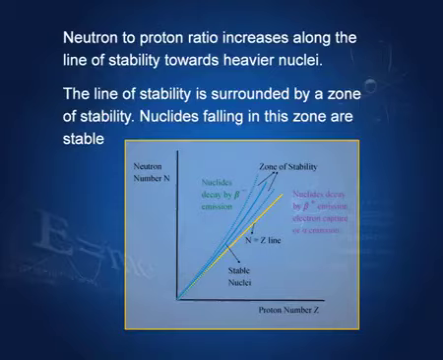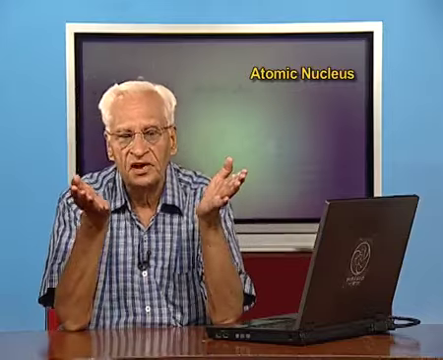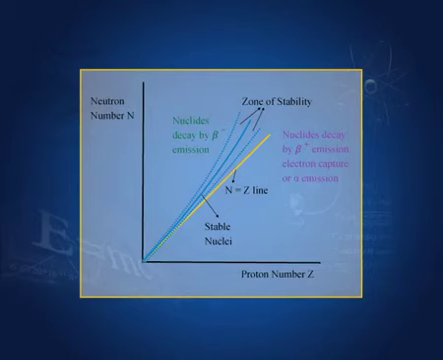So, let us see what the conclusions are from this figure. Look at it carefully again. This blue line is the line of stability. All nuclei lying on this line are stable nuclei. And you can see also that for stability, the number of neutrons is slightly higher than the number of protons, as I have said earlier. And around this line of stability is a zone of stability. All nuclei lying in this zone are stable nuclei.